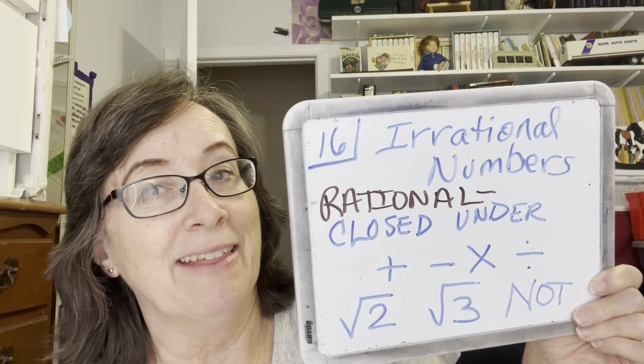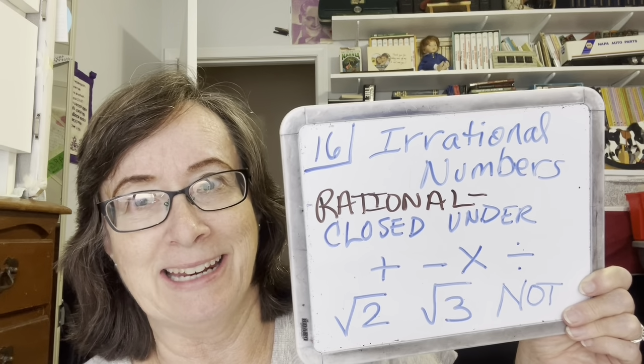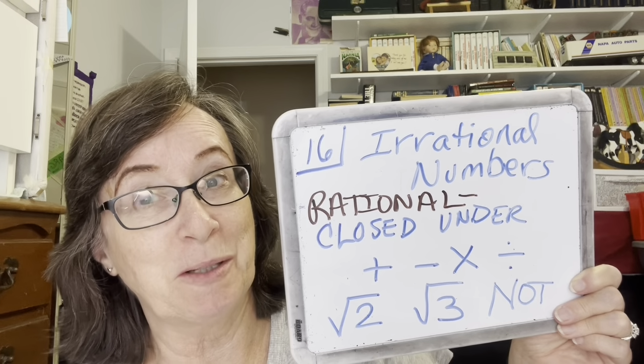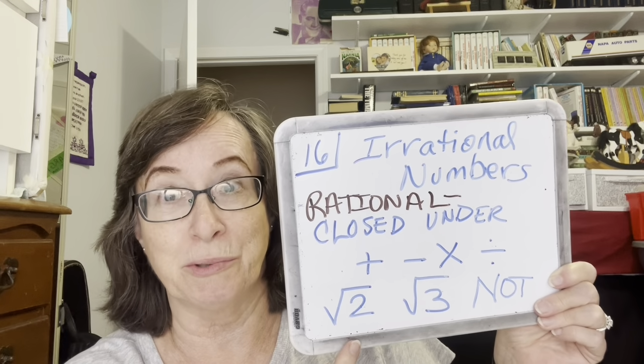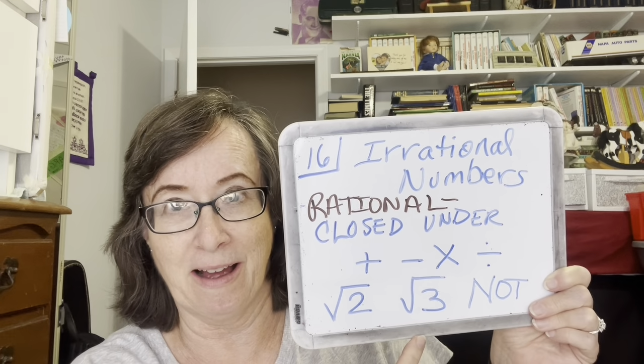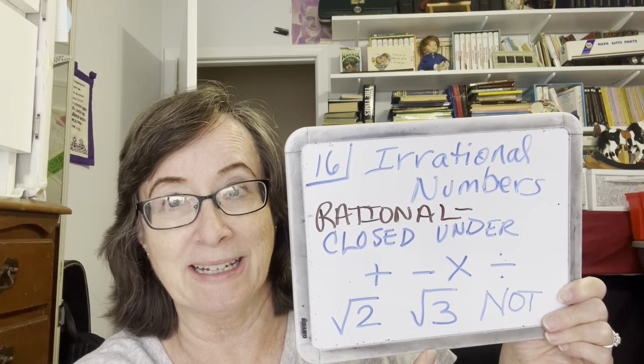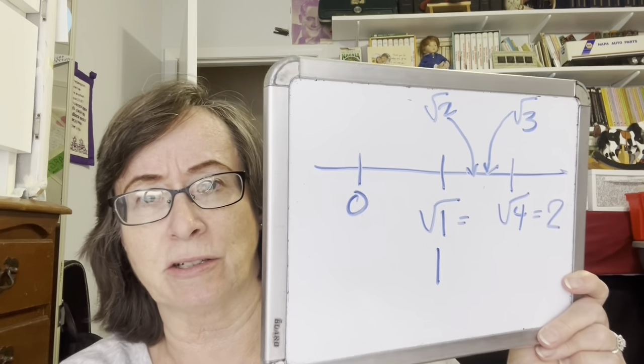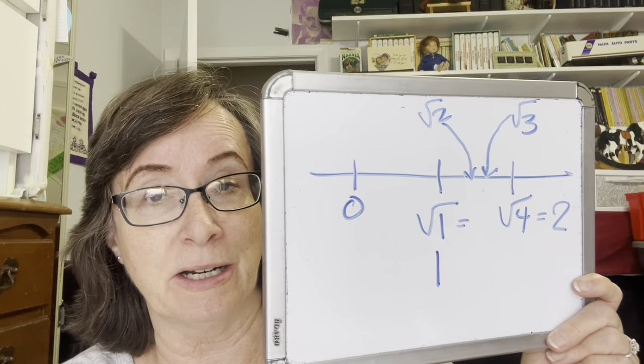However, there is a way to get outside of the rational numbers, and that would be if we square rooted some of the rational numbers, we would end up with irrational numbers. Now, where do these irrational numbers belong on our number line?